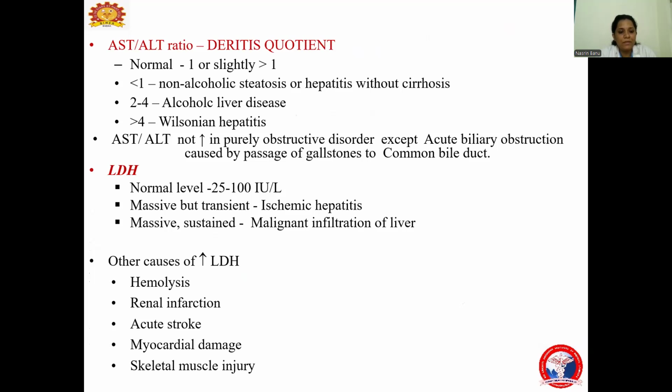LDH normal level is 25 to 100 international units per liter. Massive but transient is seen in ischemic hepatitis. Massive sustained is seen in malignant infiltration of liver. Other causes of increased LDH: hemolysis, renal infarction, acute stroke, myocardial damage, skeletal muscle injury.